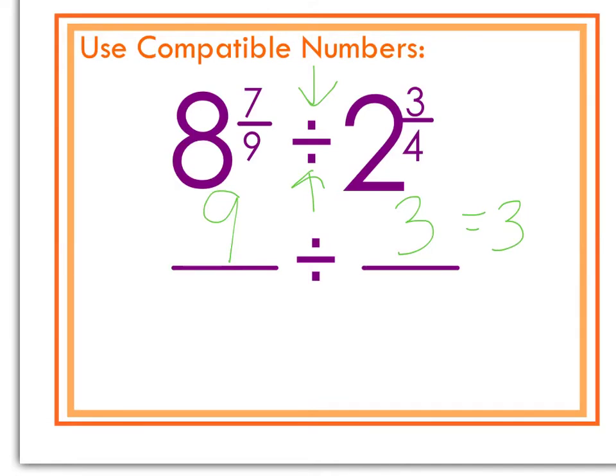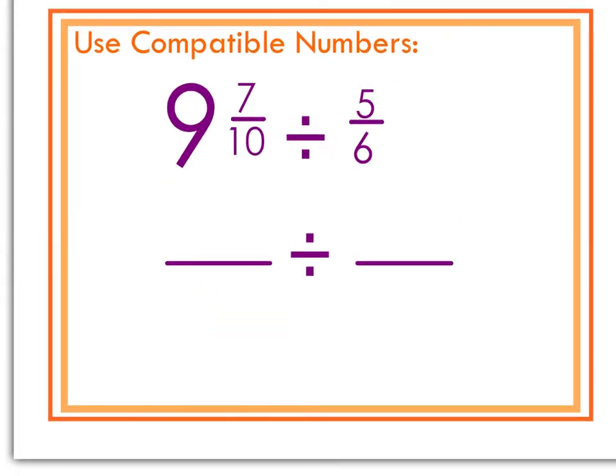Let's say that this one, however, was 8 divided by 3. We may instead fudge a little on our estimation and say, well, that's close to 9, which would work out nicely. That's what compatible means. Here's another example. So here, if I round this one, I would get 10. If I round this one, I would get 1. 10 divided by 1 is just 10.